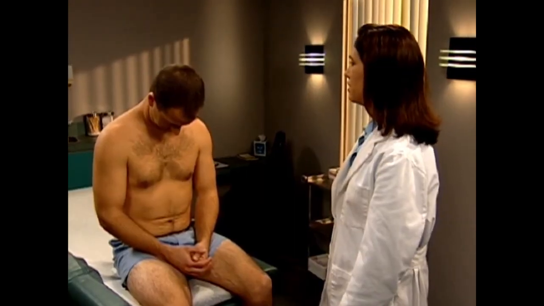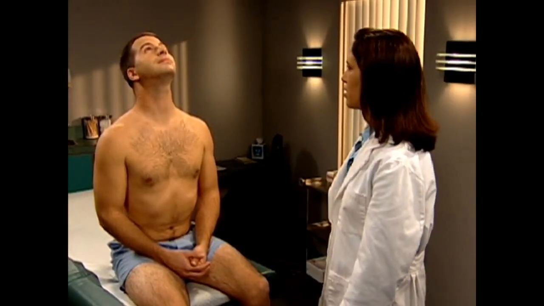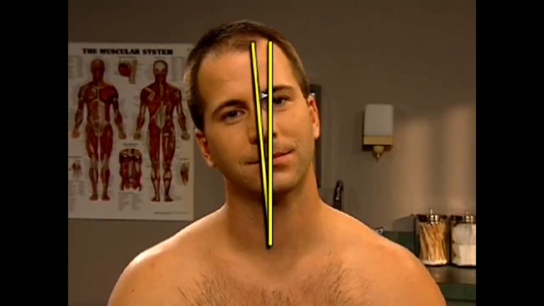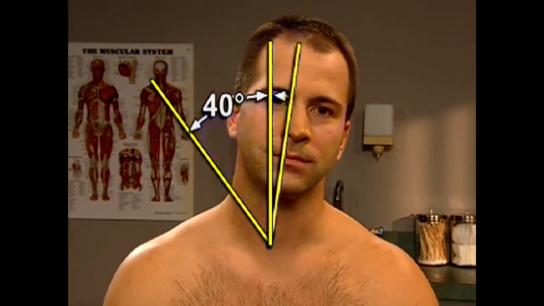And look up at the ceiling. Neck flexion and hyperextension should each be 45 degrees. And then look straight ahead. Okay, try and bring your right ear to your shoulder. Lateral bending should be 40 degrees on each side. And to your left shoulder.